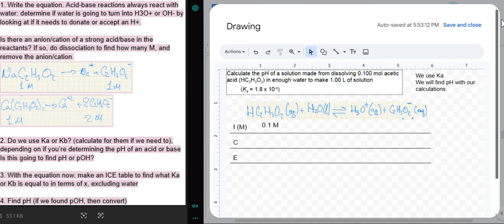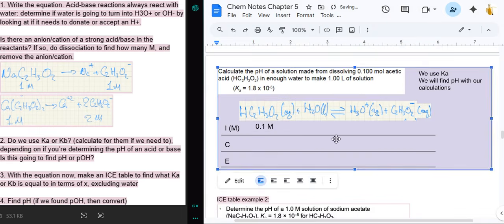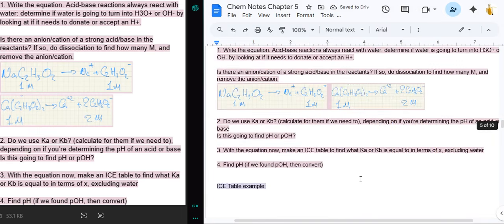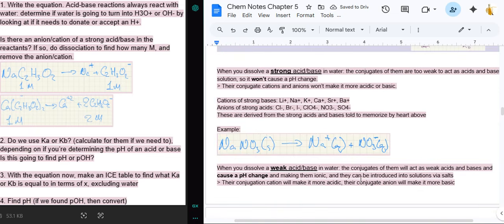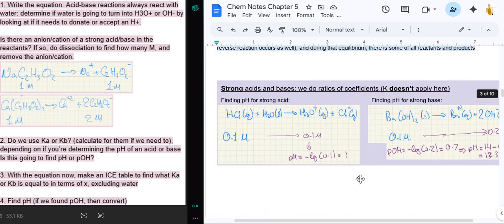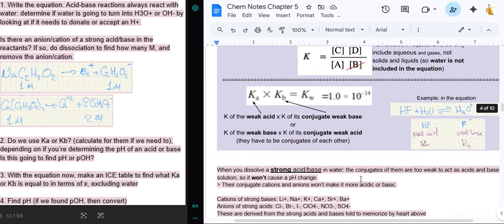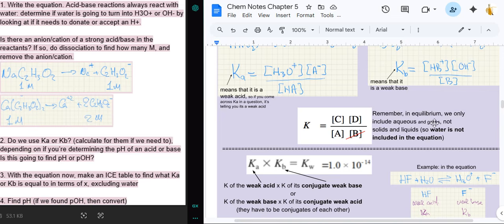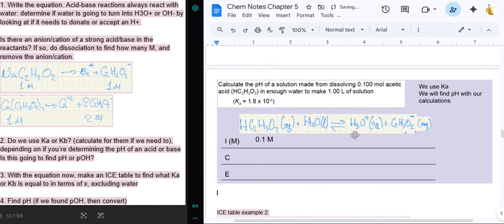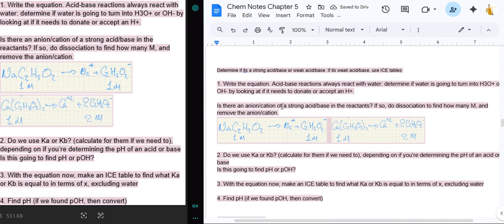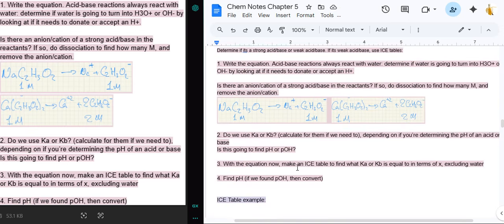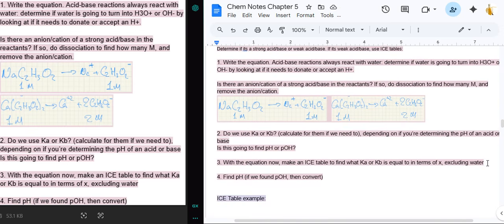And remember, all the way somewhere up here, I said for ice tables, we only use aqueous, right? So we don't use water here. So I should probably include in the steps. Oh yeah, I did. Okay.